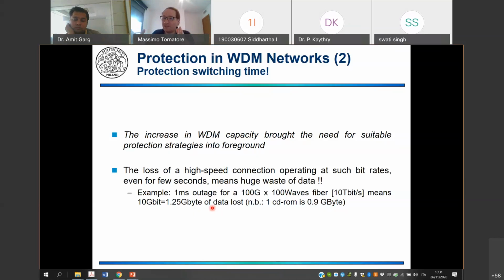Obviously, the speed at which you solve the problem is extremely important. Solving the problem in 1 millisecond, or solving the problem in 10 milliseconds, or 100 milliseconds, for an operator is very different. Okay, so also what we call the protection switching time, the speed by which you go to the secondary path, is extremely important.